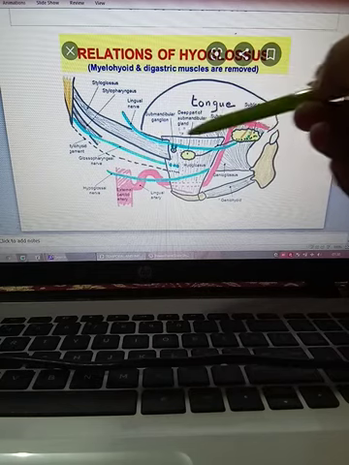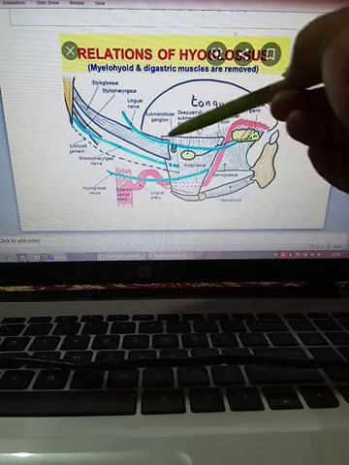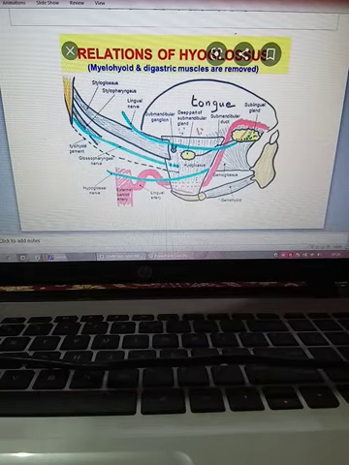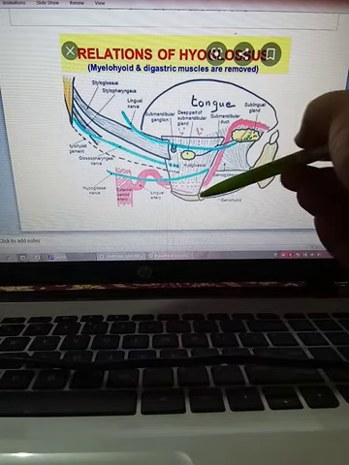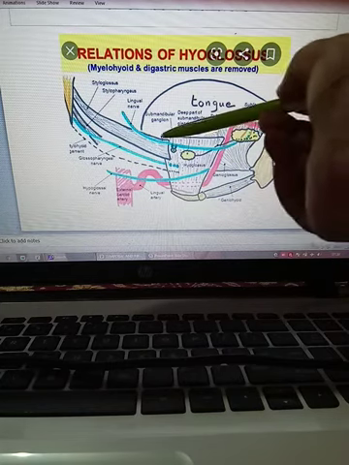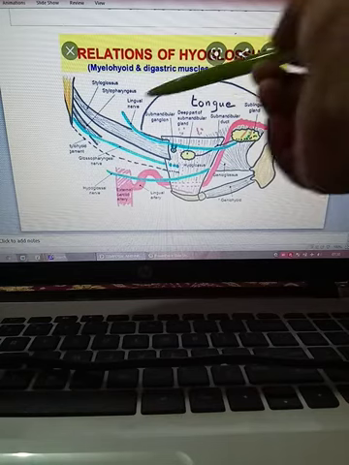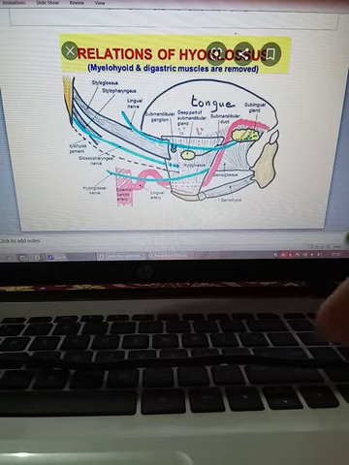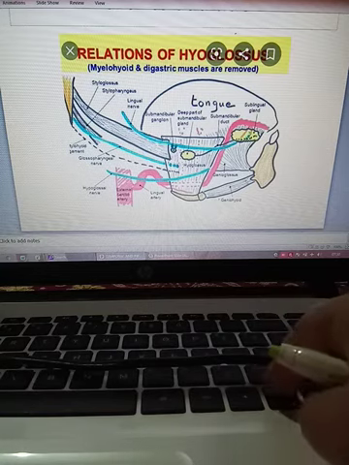Similarly, you have another suprahyoid muscle, that is your hyoglossus. Its origin is from the hyoid bone, mostly the greater cornu of the hyoid bone, and it gets inserted on the side of the tongue. Being supplied by the hypoglossal nerve, it depresses the tongue. Its function is the depression of the tongue.